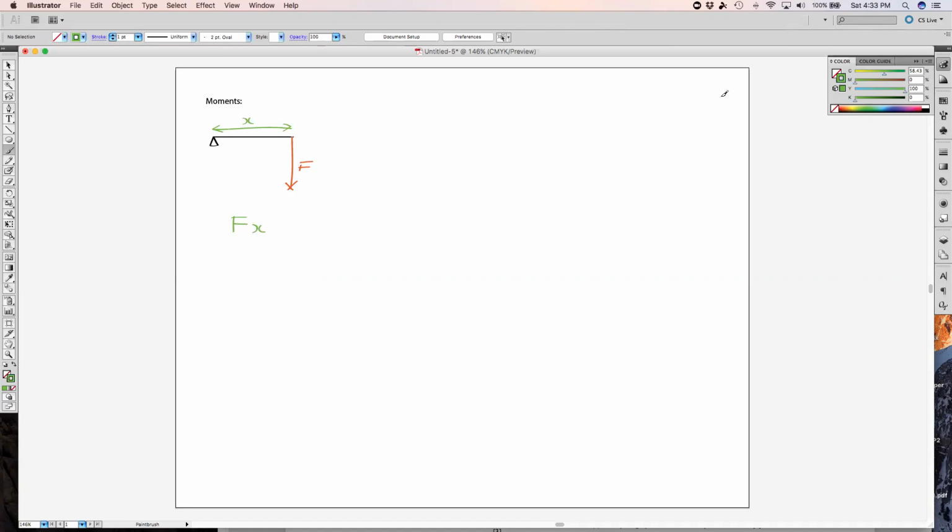Simple. This moment is a particular type. This moment in this direction, because it turns the system this way, we can call it clockwise moment.